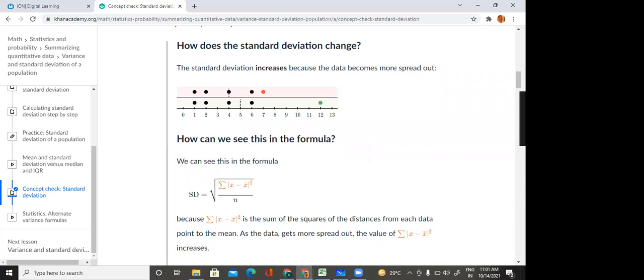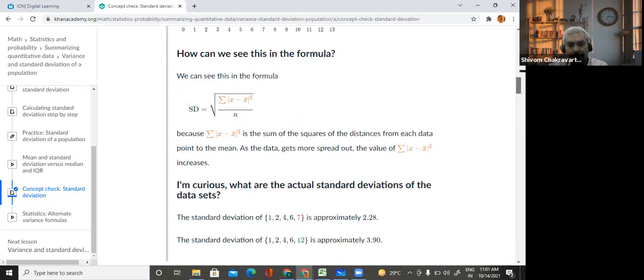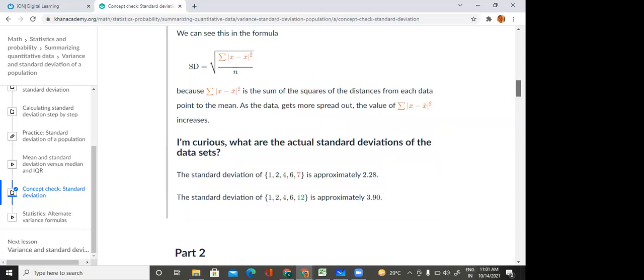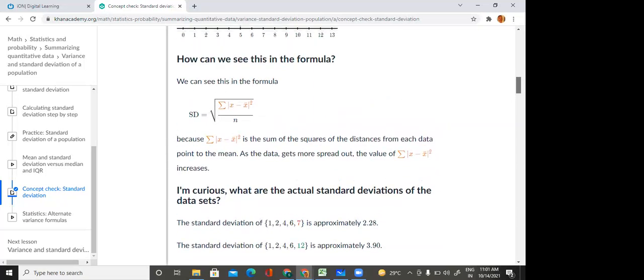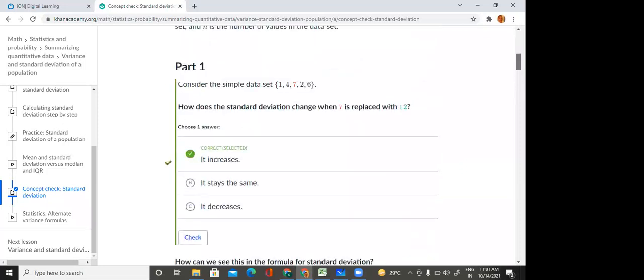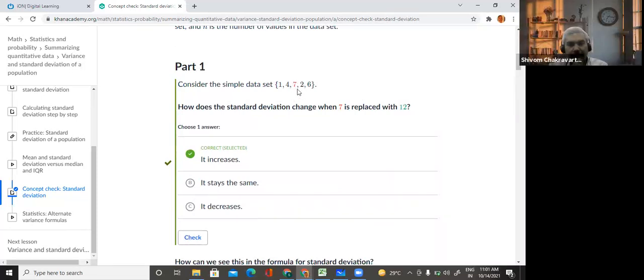So let's say that you replace 7 with 8. Since 8 is still closer to the numbers that are there in the data set, will it stay the same or will it increase a bit? It will increase a little bit. The real tricky question would be 7 with 5. What happens then? Because it is decreasing, it is becoming even closer to the rest. So if we substitute 7 with 5, what will be the standard deviation?